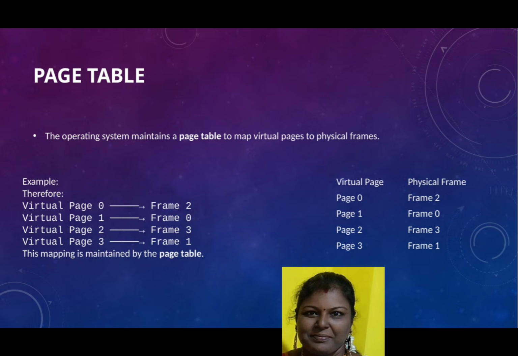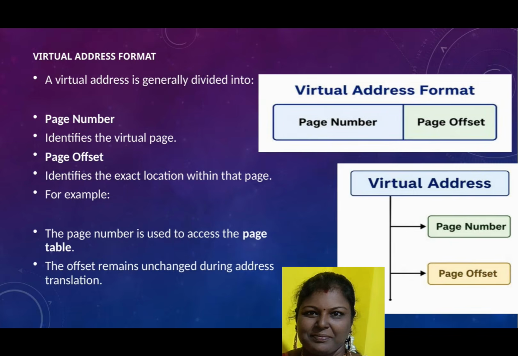Let's break down what makes up a virtual address. It's split into 2 parts, the page number and the page offset. The page number points us to the specific virtual page we want to access. Meanwhile, the offset tells us the exact spot within that page. When translating addresses, the page number helps us look up the page table, but the offset stays the same. This structure is key to how virtual memory works behind the scenes.